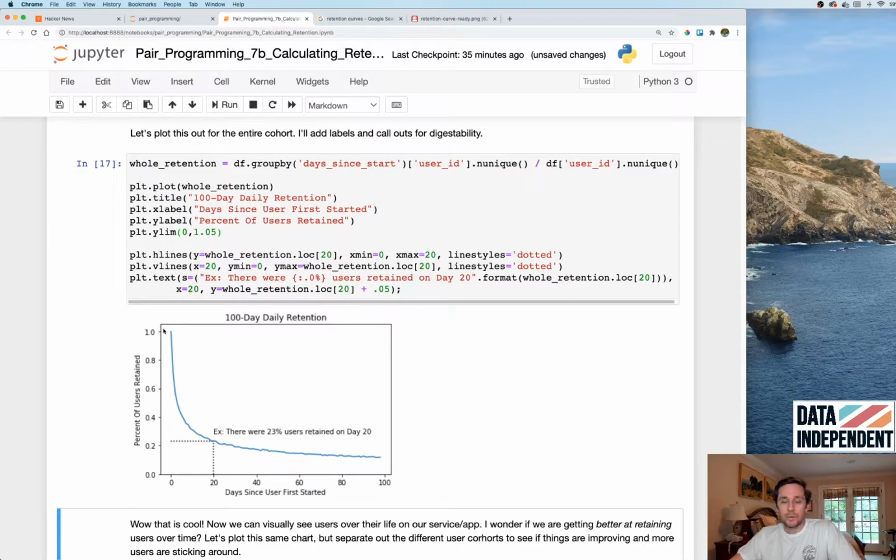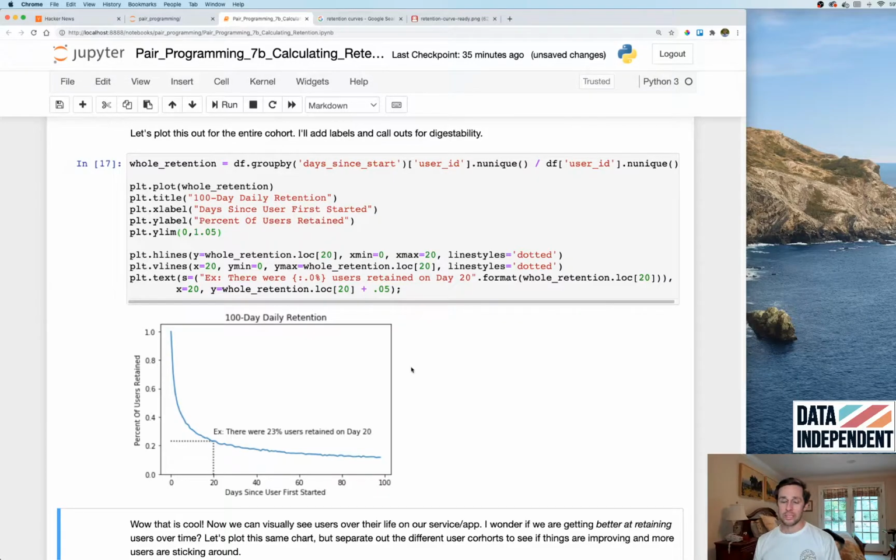So of everybody who started at 100%, only 23 were active on day 20. Interesting. So all of a sudden we just calculated how many users were active on each one of these days. And it's like, okay, cool. So we could stop right there and be happy with our results. However, is this getting better over time?